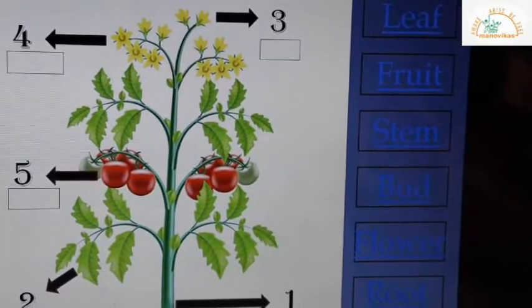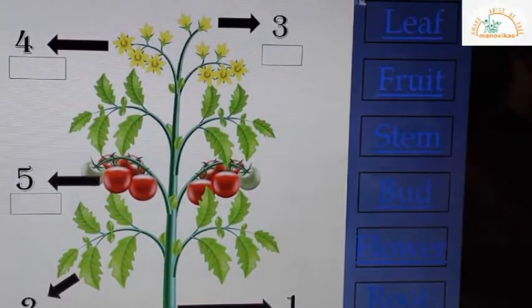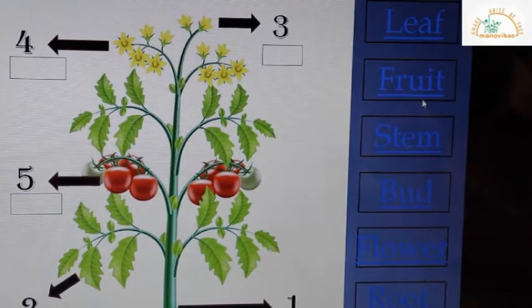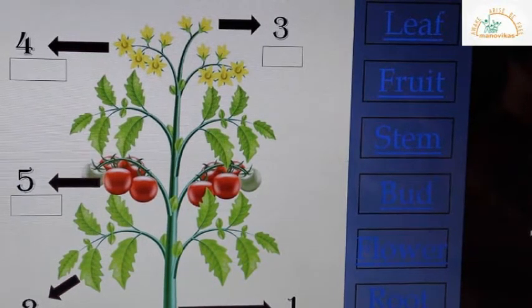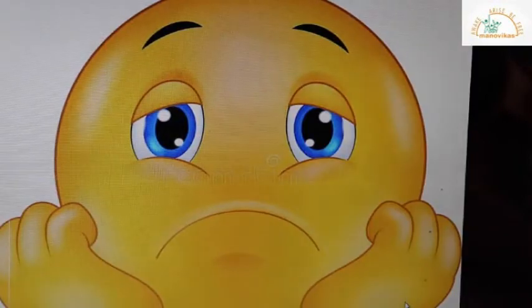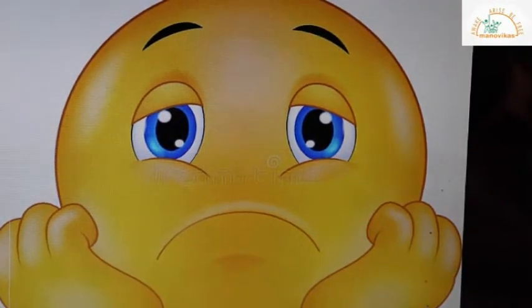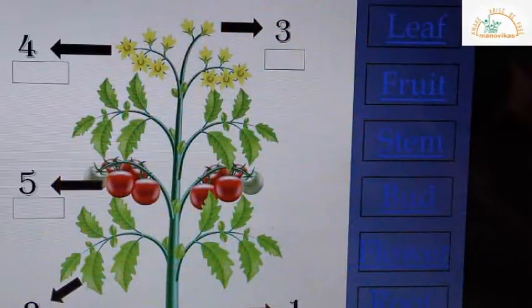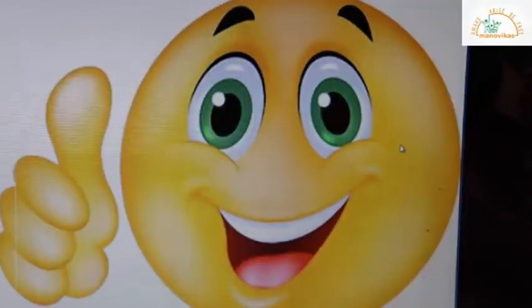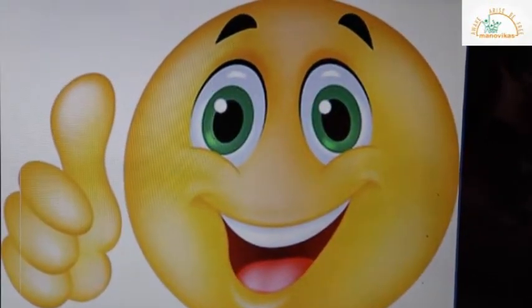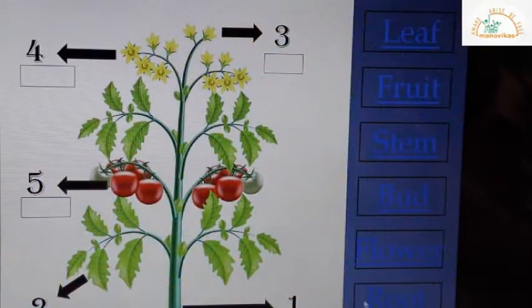So students, which part of the plant do you think this is? Is it the leaf? Is it the fruit? Is it the stem? Is it the bud? Is it the flower? Or is it the root? What do you think, students? Do you think it's the root? Let's check. Oh no, it's not the root. Let us try again. It is the stem. Yes, it is the stem and it's the right answer. So this part of the plant is the stem.